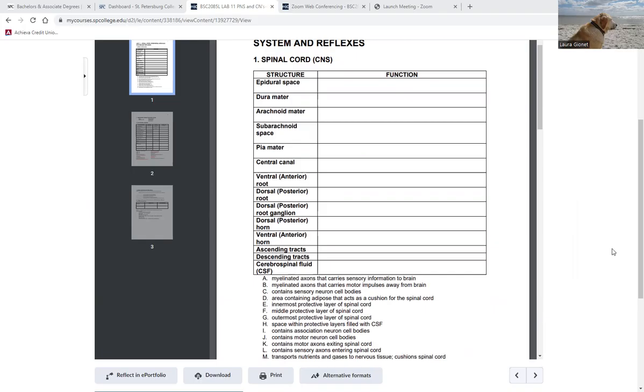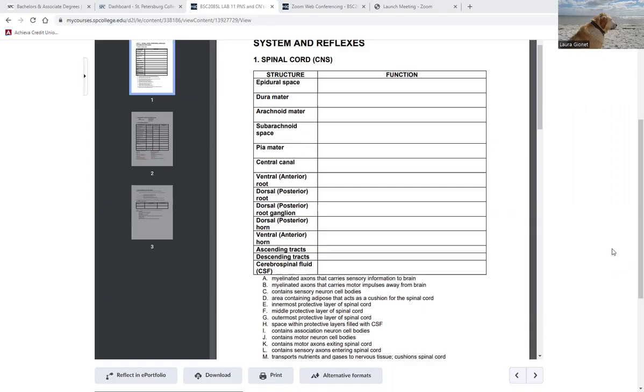A, myelinated axons that carry sensory information to the brain. So we're talking about things within the spinal cord itself. That would be the ascending tracts. So A with ascending tracts. B, myelinated axons that carry motor impulses away from the brain. Those would be the descending tracts. Ascending and descending tracts are part of the white matter of the spinal cord.